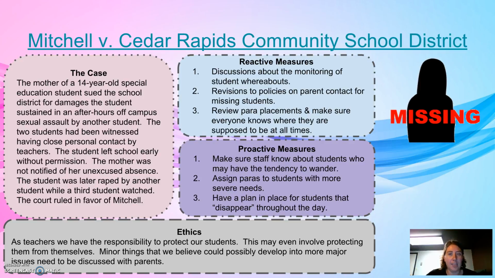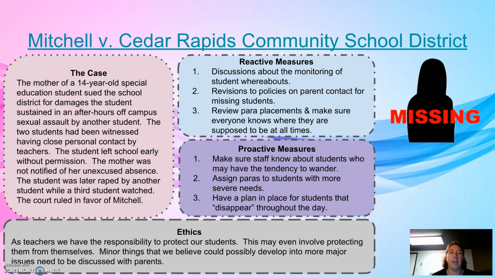Okay, the first case that I'm going to talk about is Mitchell versus Cedar Rapids Community School District. In this case, there was a 14-year-old special ed student, a female, and she ended up being sexually abused by another special ed student who was 19. It happened off campus. But the reason the school district was eventually found liable was because this girl had basically cut classes, and the school district didn't notify her parents that she was gone.